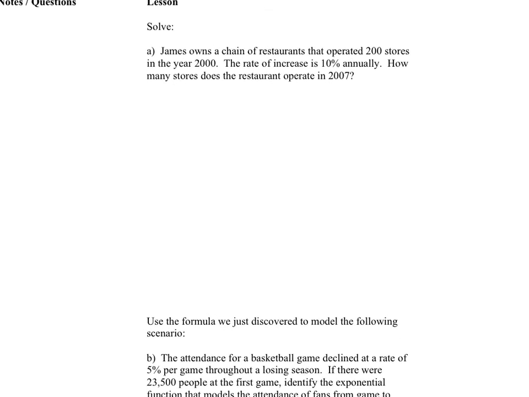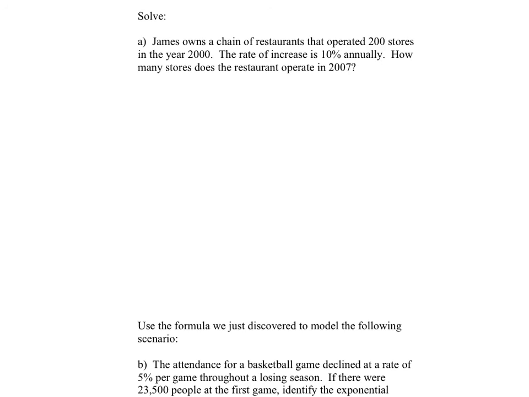So our first problem here says that James owns a chain of restaurants that operated 200 stores in the year 2000. The rate of increase is 10% annually. So that means that he's opening more stores every year at a 10% rate. How many stores does the restaurant operate in 2007?